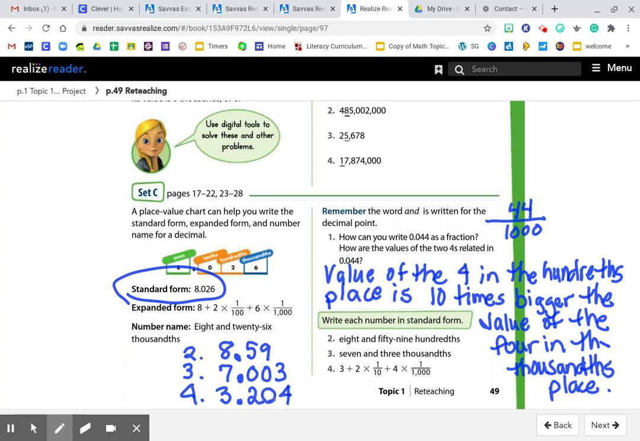All right, we're going to take a stretch break here, and that is Reteaching, page 49.